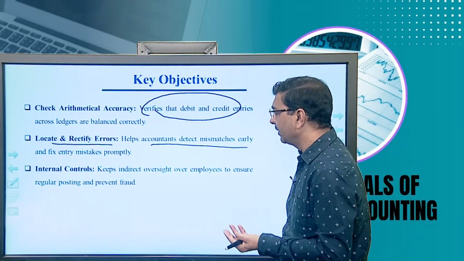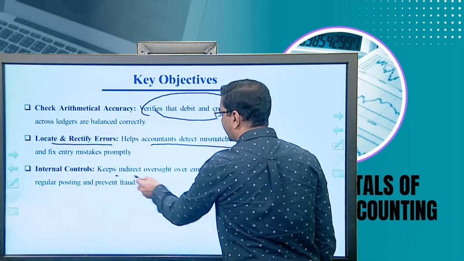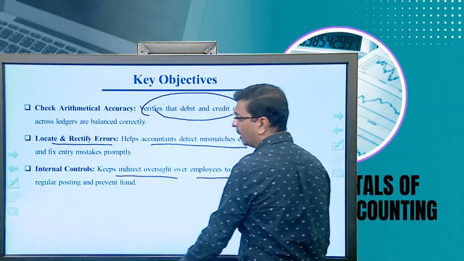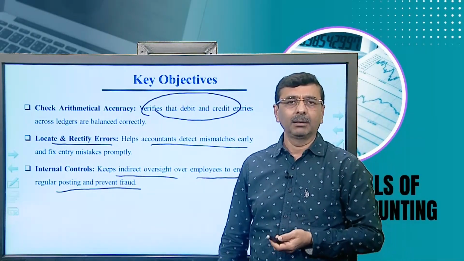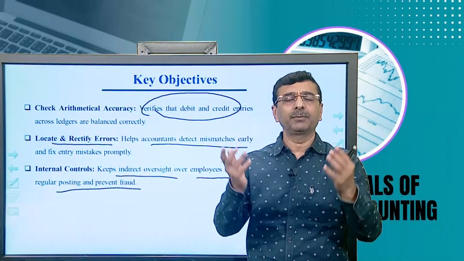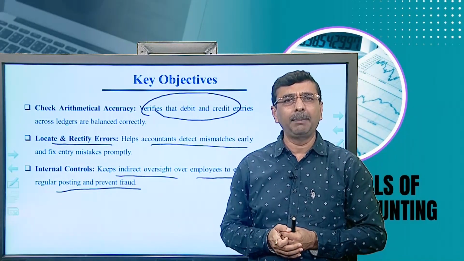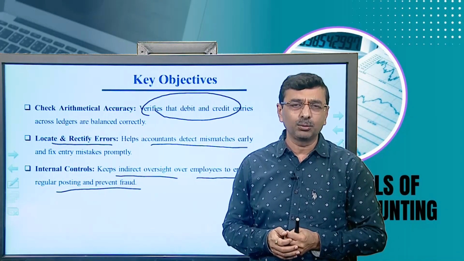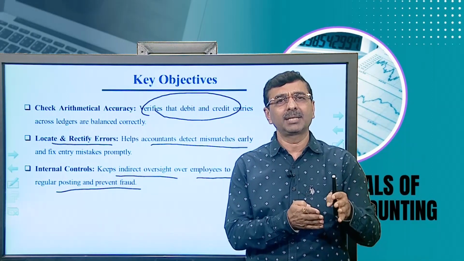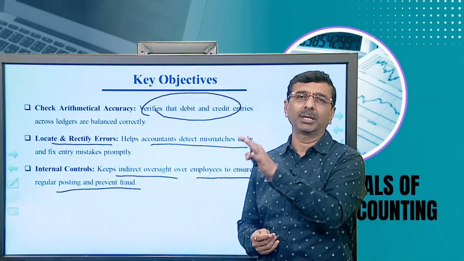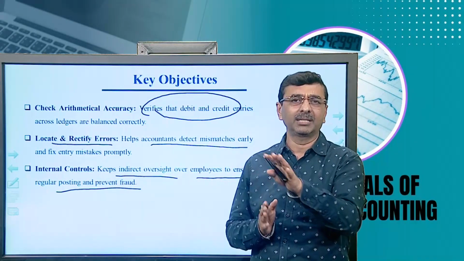Internal controls naturally keep indirect oversight over employees to ensure regular posting and prevent fraud. Generally, it is a habit or the policy designed by the organization that once a transaction takes place, it must be recorded in the journal book or a subsidiary book, that is mandatory.